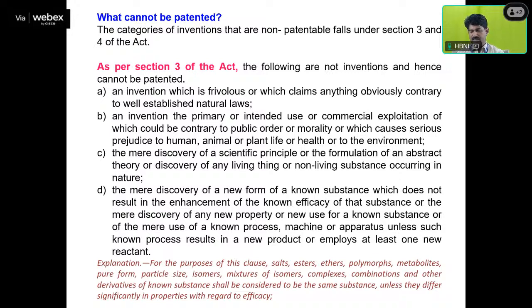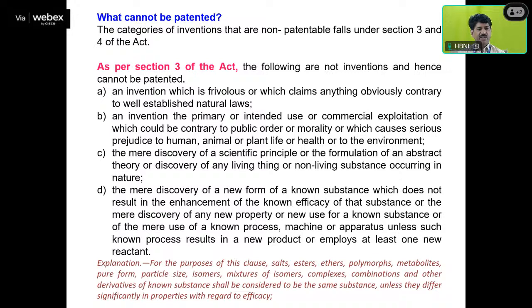One example I have written here: devices for various illegal activities or promoting some harmful practices like drug-related things will not be given a patent. Drug means abuse of drugs, so that process will not be granted a patent.